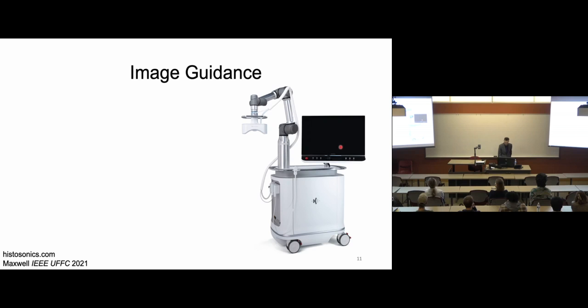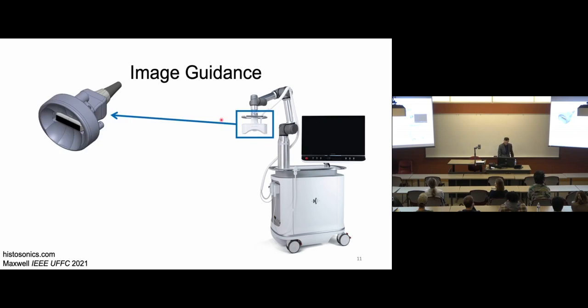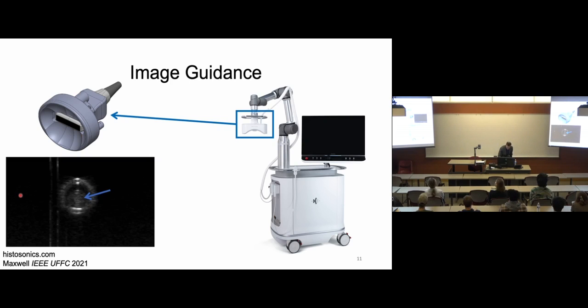So moving on now to image guidance. Again, this is the commercial device. If you zoom in towards the source, which is shown here, this is an image not of this transducer, but our transducer, but it's the same thing. You can see that there's a coaxial imaging probe in the source. The point is that ultrasound imaging can be used to detect these hyperechoic bubble clouds to ensure that you are targeting what you want to target. An example of that's shown here.